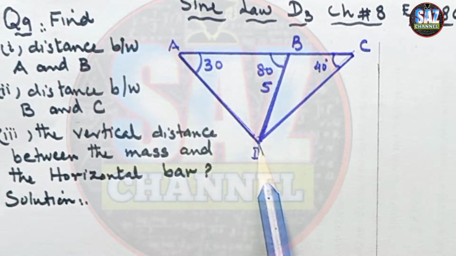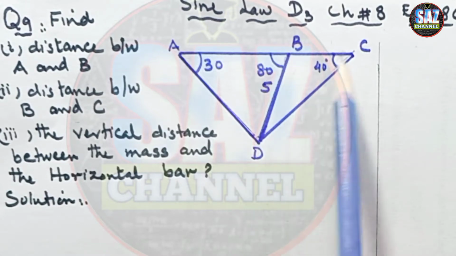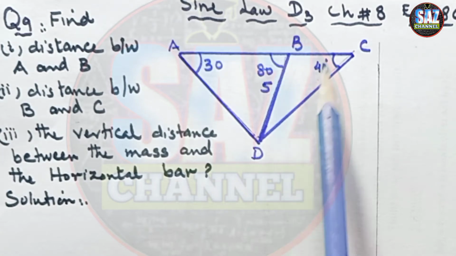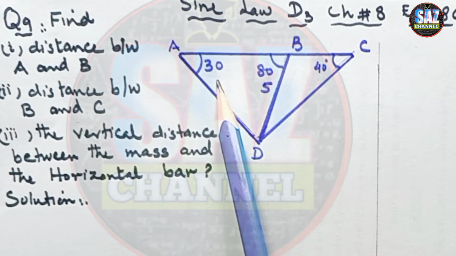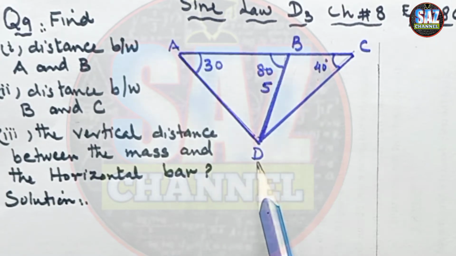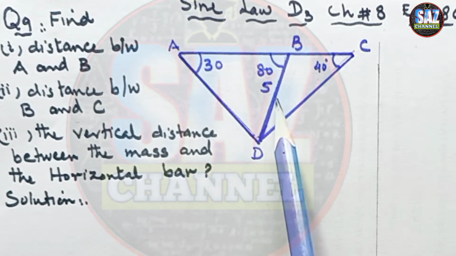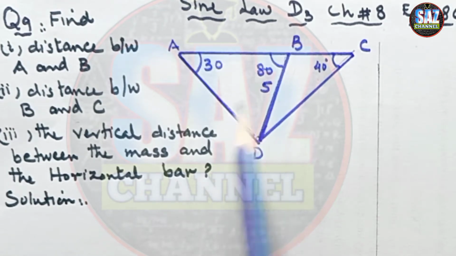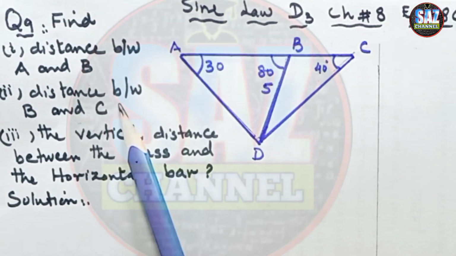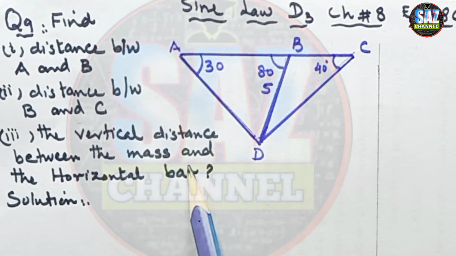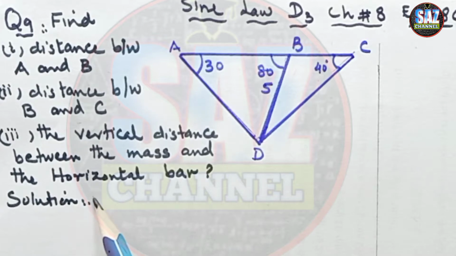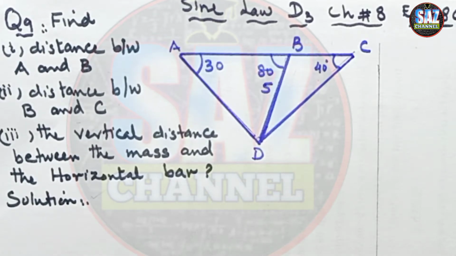Given that angle ACD is of measure 40 degrees, angle CAD is of measure 30 degrees, angle ABD is of measure 80 degrees, and BD is 5 centimeters. Find the distance between A and B, the distance between B and C, then the vertical distance between the mass and the horizontal bar. Let's move to the solution of the question.